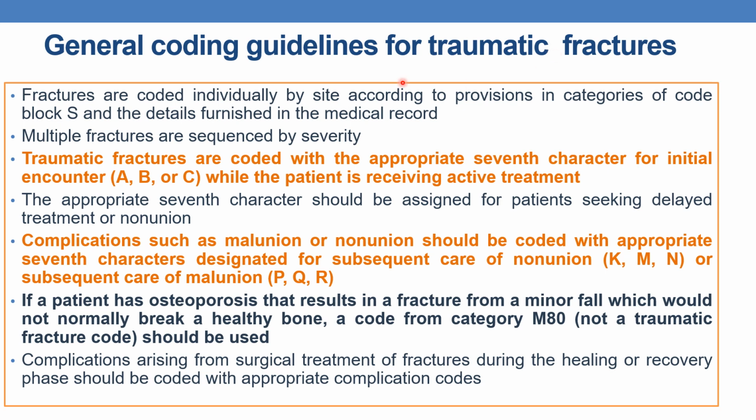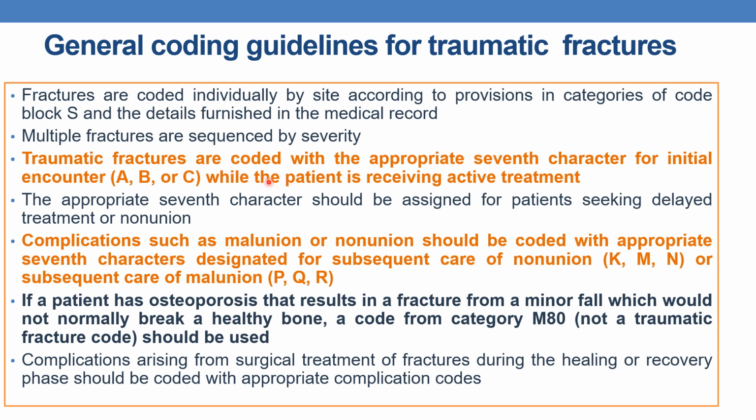Now coming to general coding guidelines for traumatic fractures. Fractures are coded individually by site according to the provisions in the categories of codes of block S and the details furnished in the medical record. Multiple fractures are sequenced based on severity. Whenever multiple fractures are present, you need to sequence the most severe fracture first.